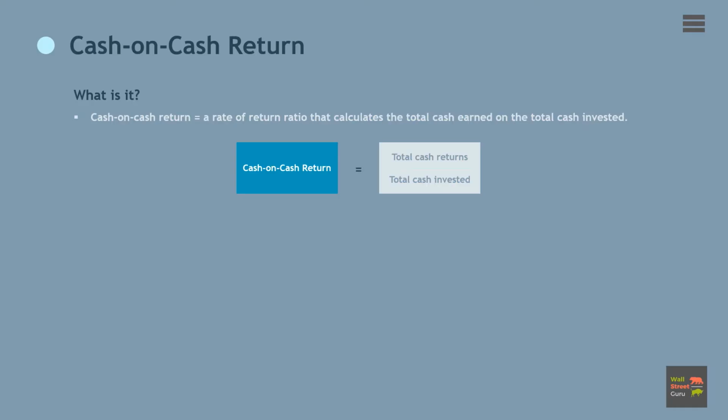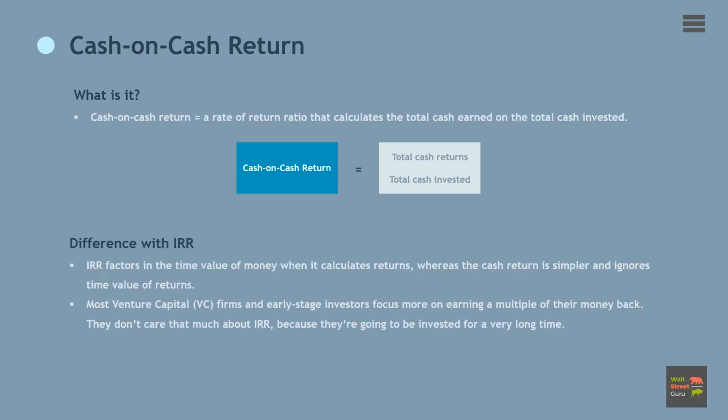In addition to IRR, PE funds also examine returns on the basis of a multiple of their cash investment. Cash-on-cash return is a rate of return ratio that calculates the total cash earned on the total cash invested. The difference between IRR and cash return is that IRR factors in the time value of money when it calculates returns, whereas the multiple is simpler and ignores time value of returns. Hence, most venture capital firms and early-stage investors focus more on earning a multiple of their money back. They don't care that much about IRR, because they're going to be invested for a very long time.